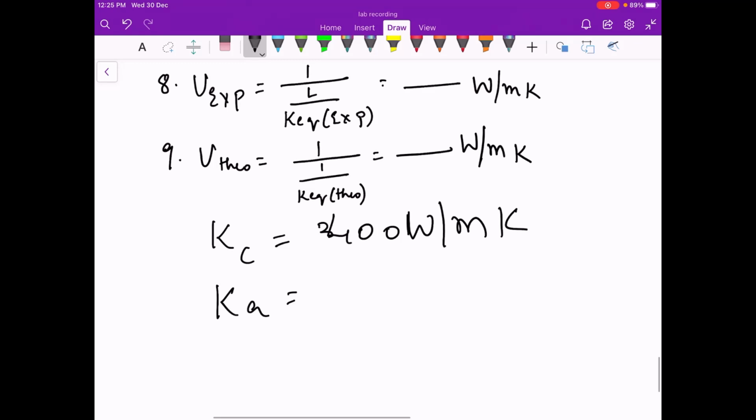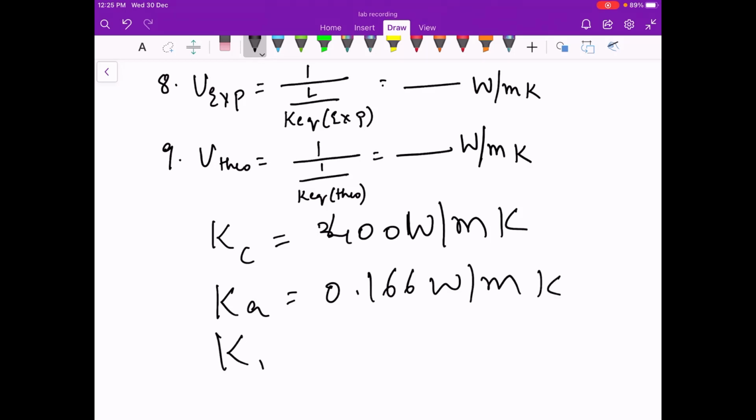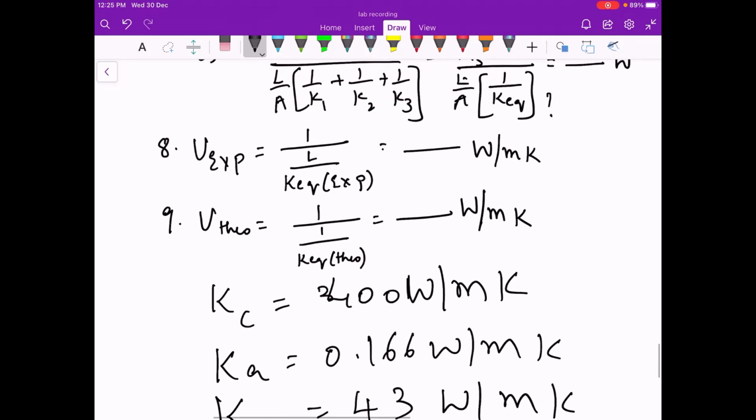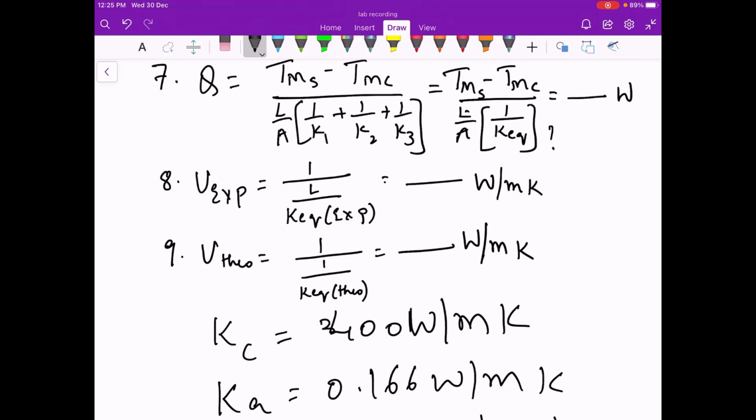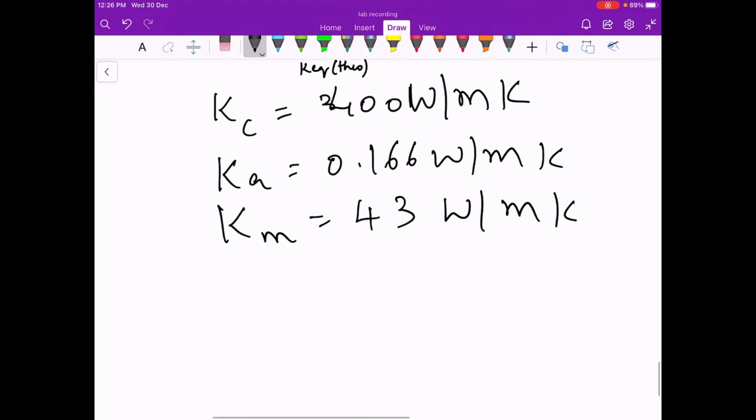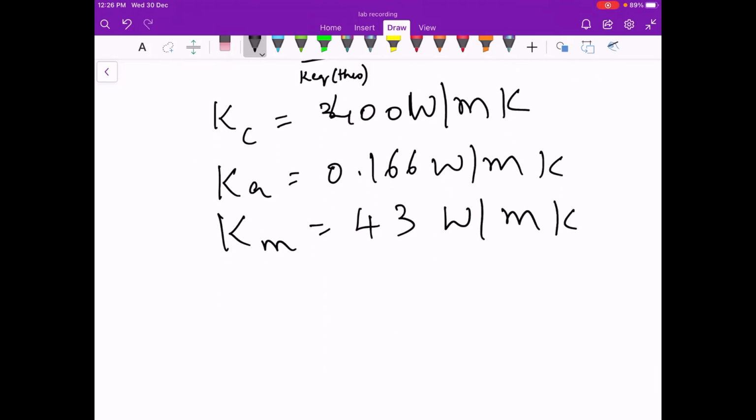And the K asbestos value is 0.166 watt per meter Kelvin, and K mild steel is around 50 to 60. Approximately I'll be giving 40 to 60, so 43 watt per meter Kelvin. Please substitute all the known values into it, and whatever value you get is the U theoretical value. Finally, the U experimental and U theoretical should match with each other. And if they are not matching, or there is some other error, please try to infer that. Write the inference as to what your observations are and what your final conclusion is.